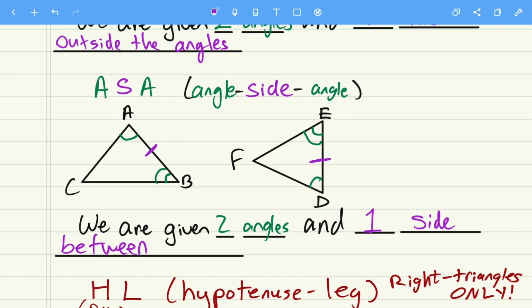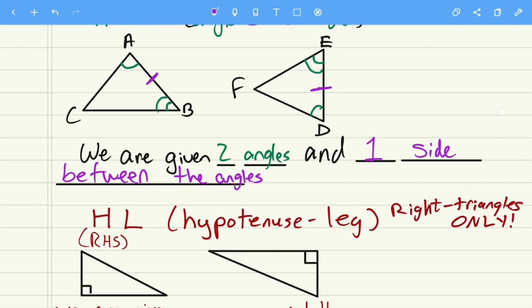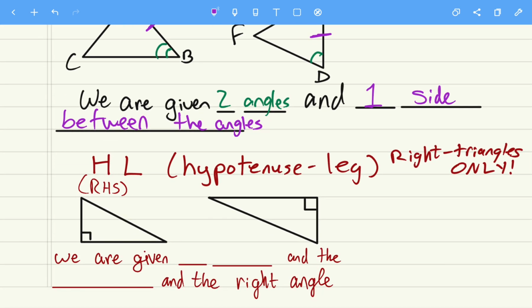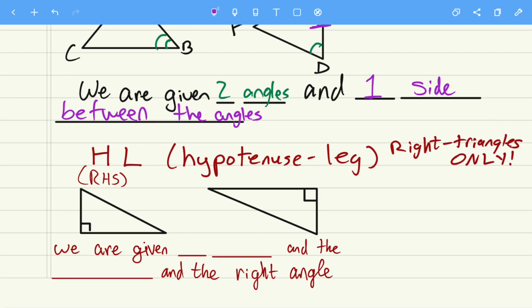So if the side is between the angles, we are using ASA instead. Okay. The last one we are looking at is kind of a special case called the hypotenuse leg theorem, also known as the right hypotenuse side theorem, but we're going to call it hypotenuse leg. So this is only for right triangles. Keep that in mind.